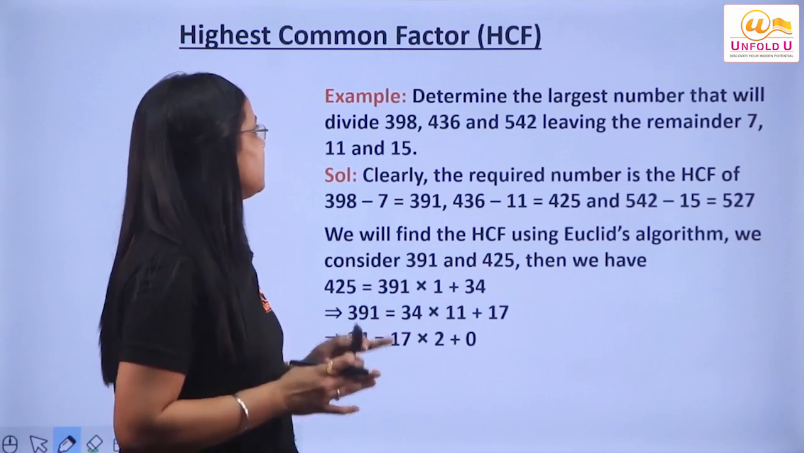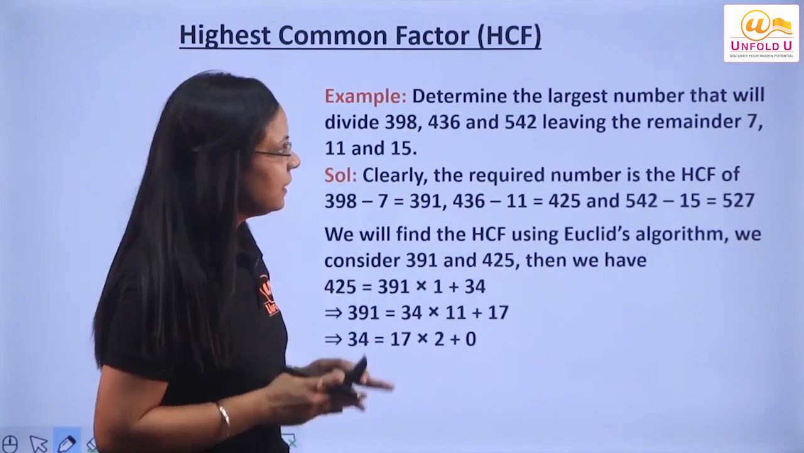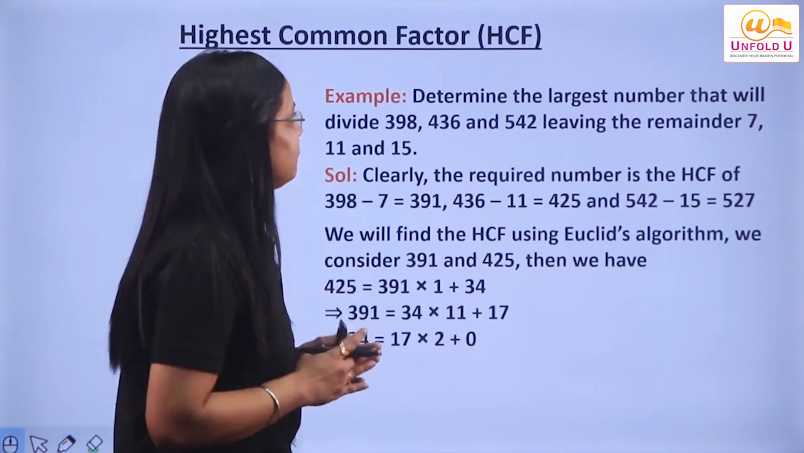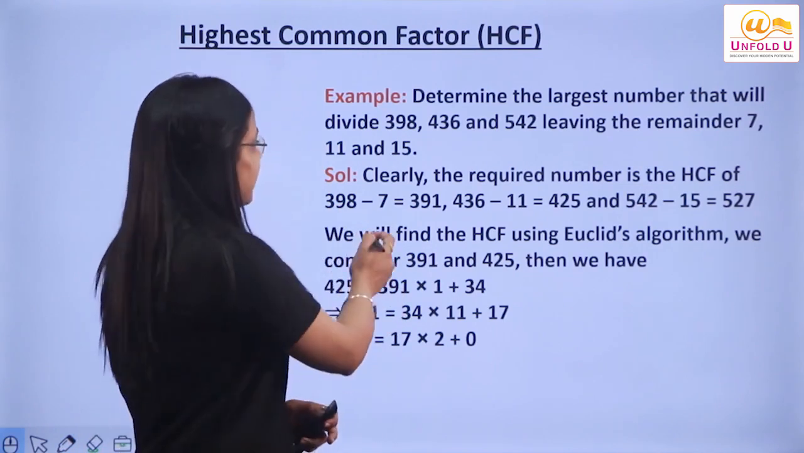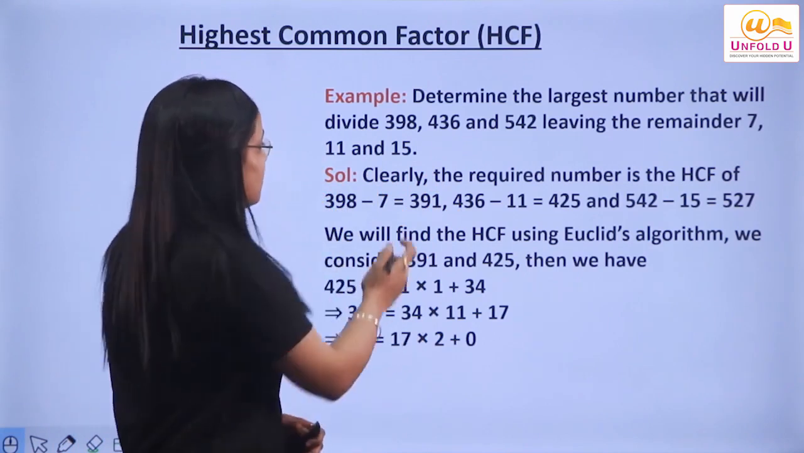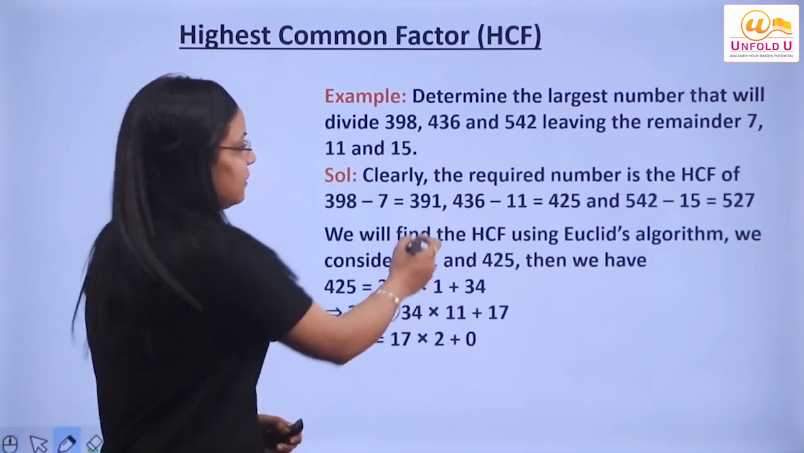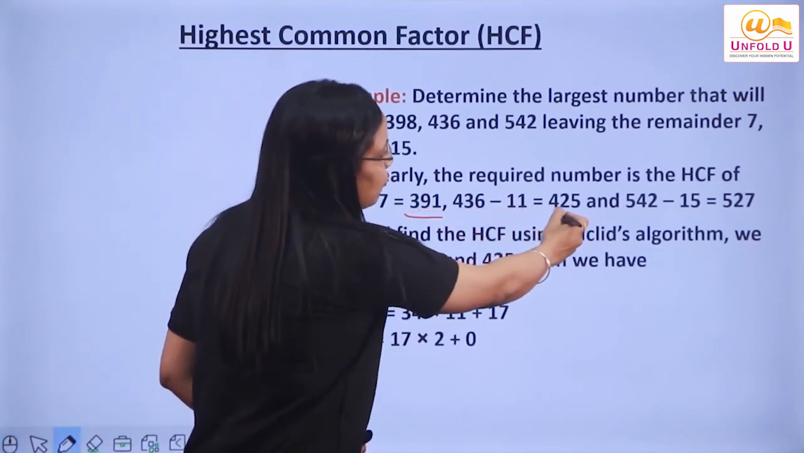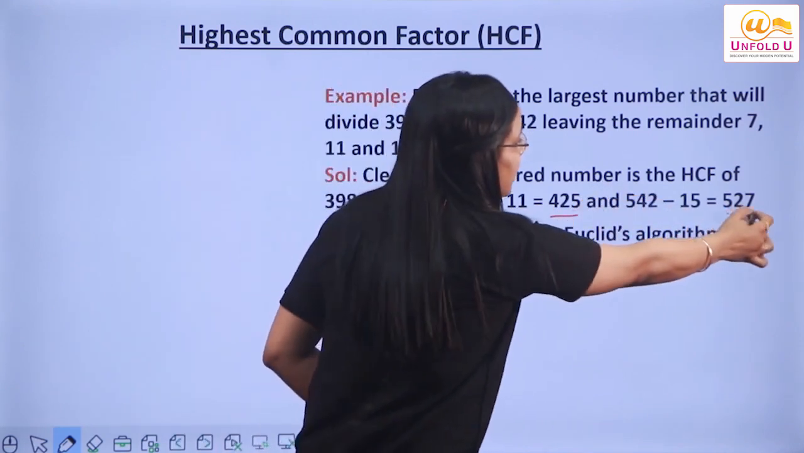Determine the largest number that will divide 398, 436 and 542, leaving the remainder 7, 11 and 15. Now when we are dividing the given numbers with the required number, we are getting remainders 7, 11 and 15. So it means that when we subtract 7 from the first number, we get 391. Same way, if we subtract 11 from 436, we get 425.